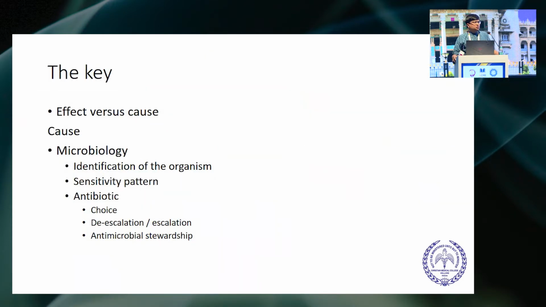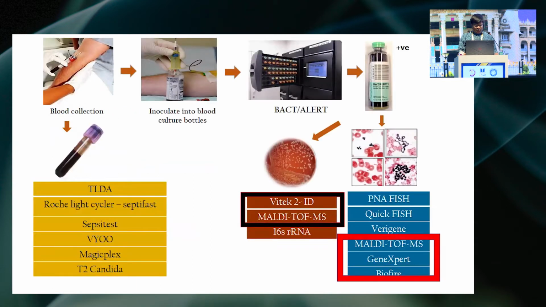So the key is to identify the cause. Now we are looking at the effect of the sepsis. The key is to identify the cause, meaning identify the microorganism. You also should know the sensitivity pattern, on which we can decide the choice of antibiotic, de-escalation and escalation, and use antimicrobial stewardship. This is how a rapid test will help us in reducing the cost of treatment, reducing the exposure to unnecessary antibiotics, and preventing emerging antibiotic resistance.